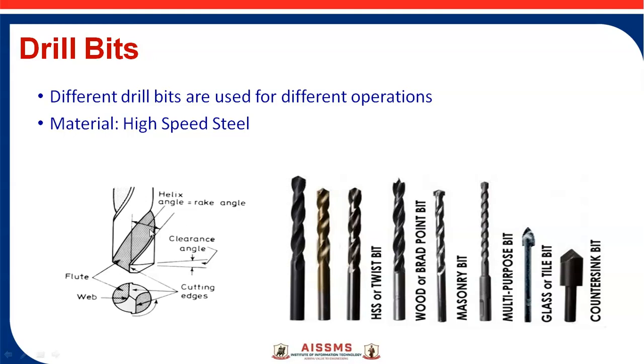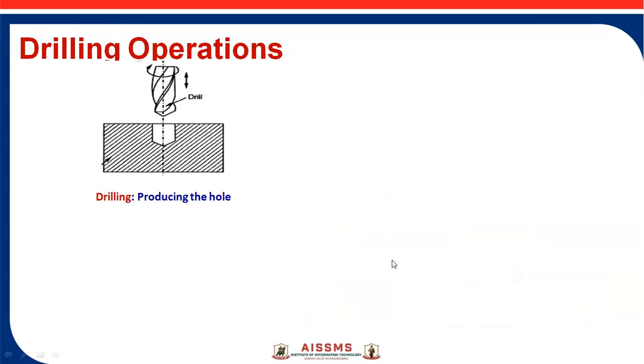In this structure, we see that the helix angle is one of the important features, and it is equal to the rake angle. Some clearance is required, fluid is required, and there are cutting edges, which is why it is called a multi-point cutting tool. This is a high speed twisted type of drill bit, then wood type drill bits, multi-purpose drill bits, then a reamer, and a counter sink. Glass drill bits are also there, so different types of drill bits are used for operations on the drilling machine.